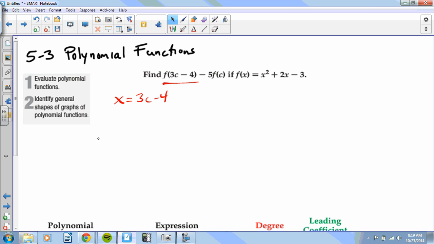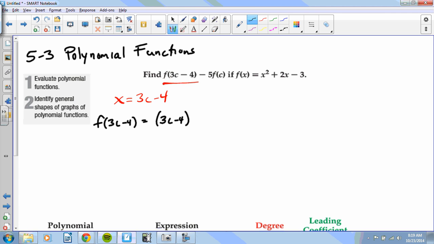So let's start with that. All right, so f of 3c minus 4 will equal, again, wherever I see x, I'm plugging in 3c minus 4.